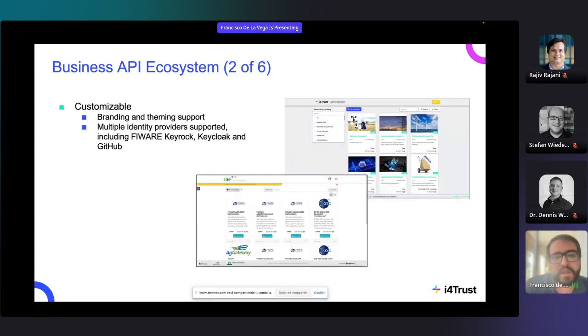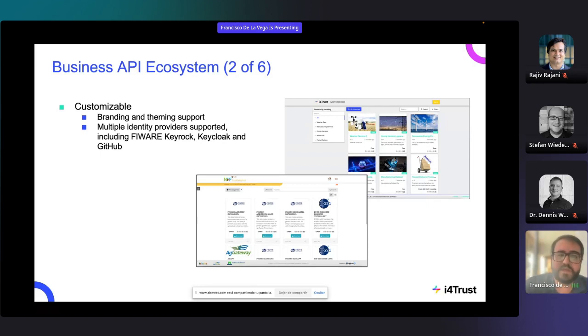Okay. In addition to this, the Business API Ecosystem Generic Enabler, as I said, is software intended so you can create your own marketplace. So it's highly customizable. You can create your own themes, you can provide your branding, you can provide your own look and feel, etc. So you can modify it in order to fit with your organization branding. And it's integrated with multiple identity providers. So you can choose the one that is better for your needs.